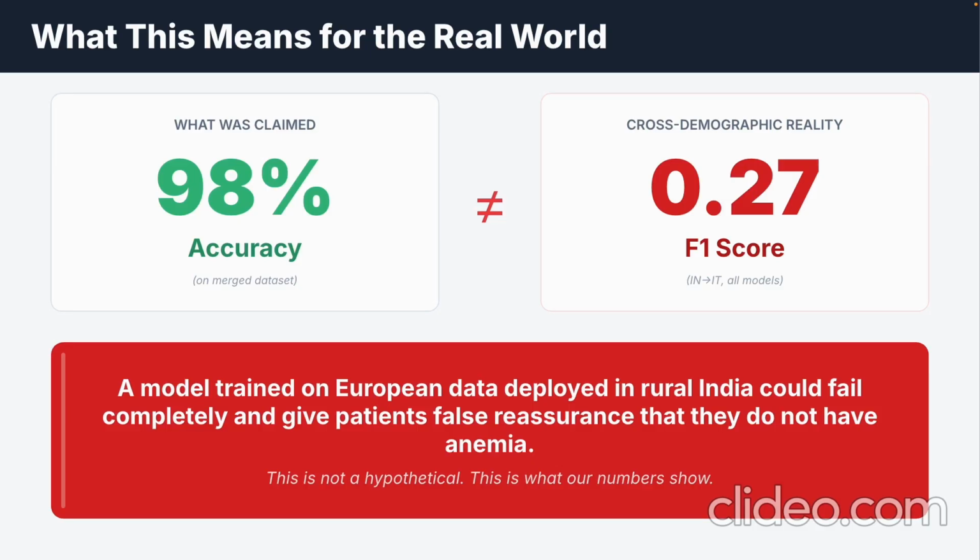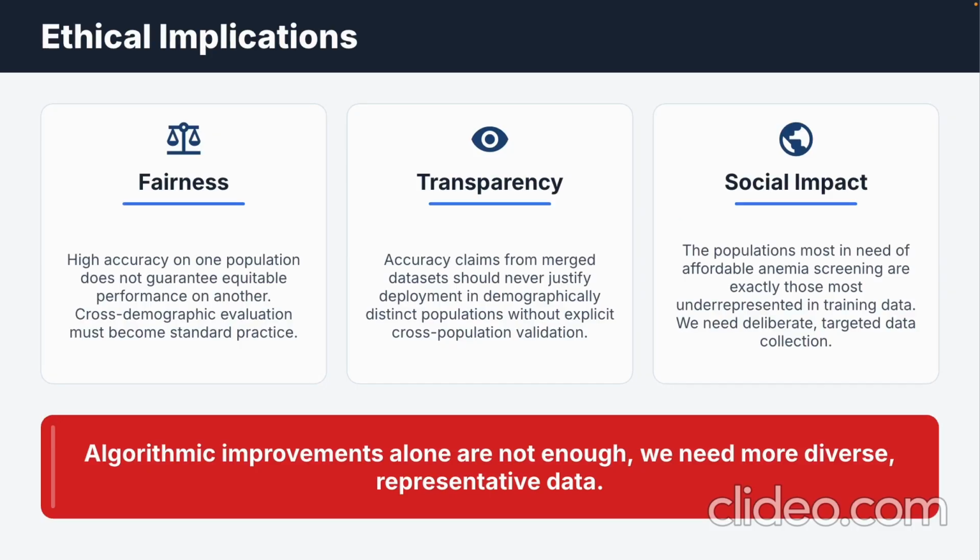And this is what it means in the real world. A model trained on European data deployed in rural India could tell anemic patients they are fine. This is not hypothetical. That's literally what our India to Italian numbers show. The 98% accuracy claim does not transfer.